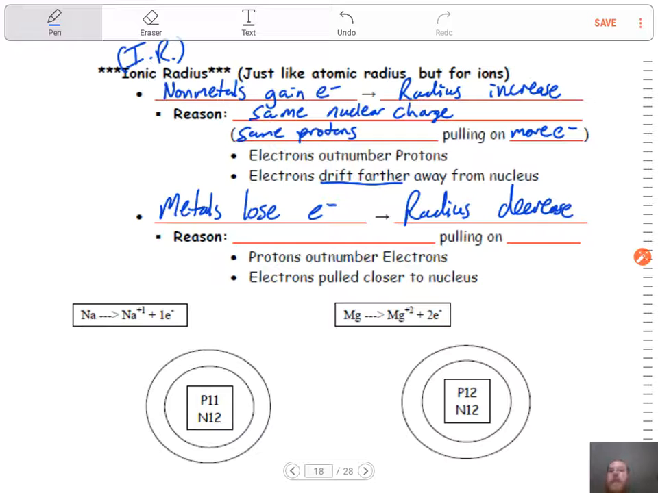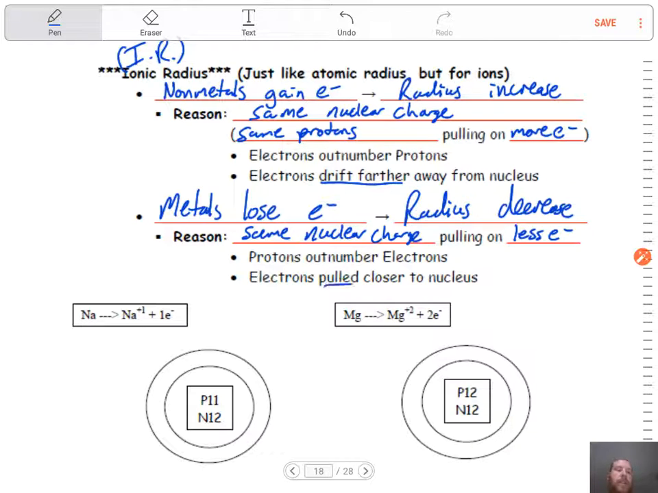Again, the reason is very similar. You've got the same nuclear charge, so the same number of protons pulling on fewer electrons. Go back to that analogy of a parent. They had 3 kids, and now 1 kid goes away. So now there's 2. They can rein those in and keep track of them a whole lot more. So the protons outnumber electrons in the metals case.